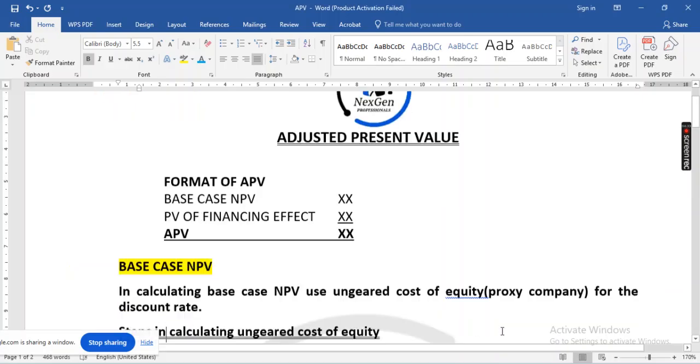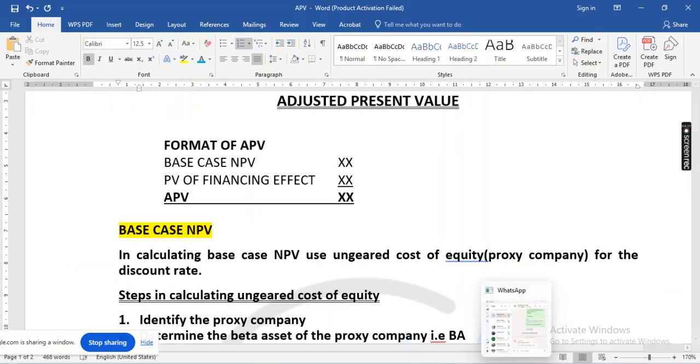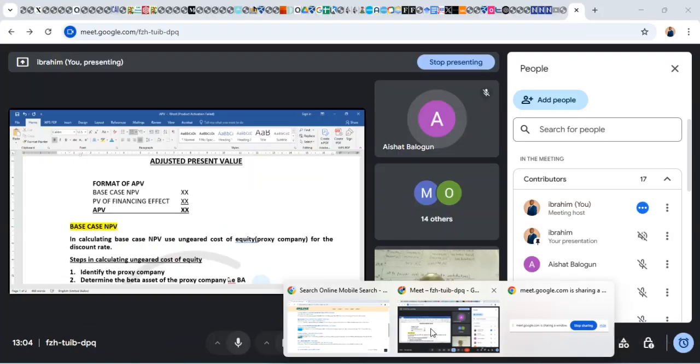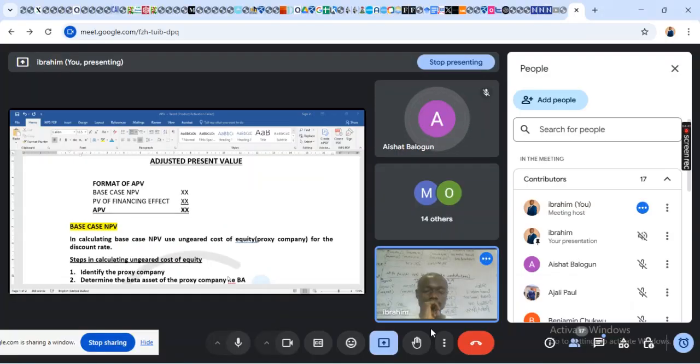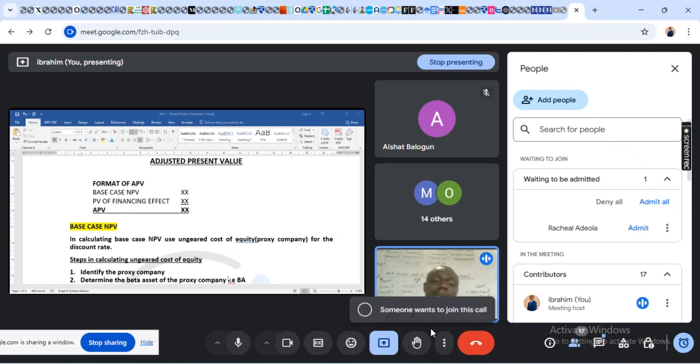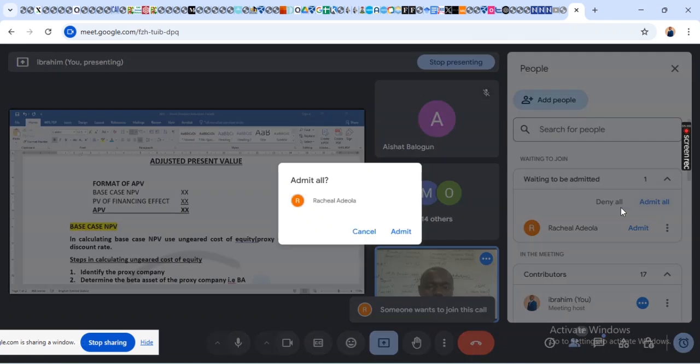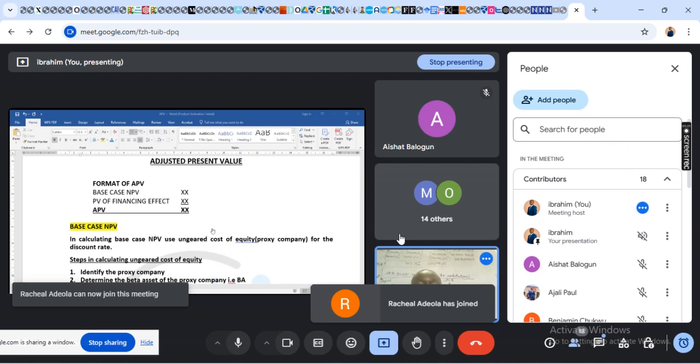This will take us to the base case NPV, which assumes that the project will be financed only by equity. And this will take us to the Modigliani and Miller assumption. One of the assumptions is that a project will only be financed by equity.